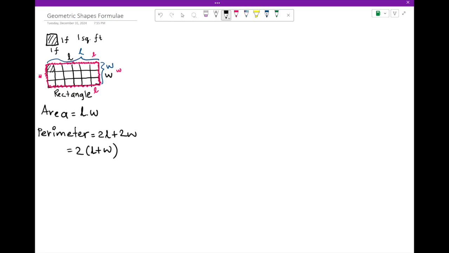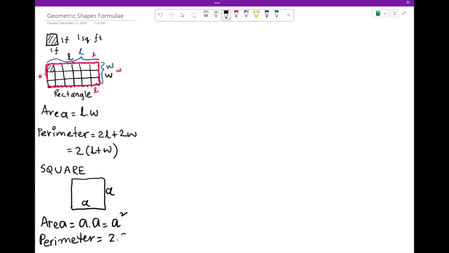What will happen if your L and W are the same? Then it becomes a square. It will look like this. In this case, for both, the side would be represented by A, because both sides are the same. If we put L and W both as A, we get the area of this square as A multiplied by A, which is A square. For the perimeter, you will get 2 into (A plus A), which is 2 times 2A, basically 4A. So that's the formula for getting the area and perimeter of a square.